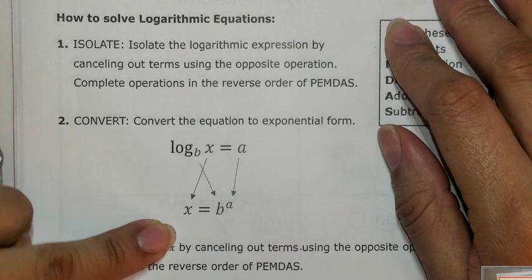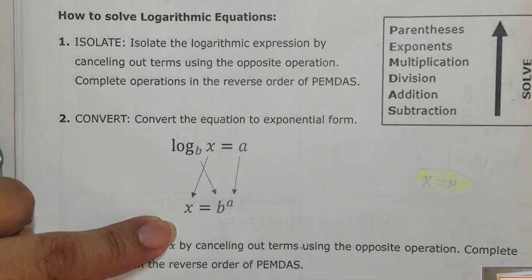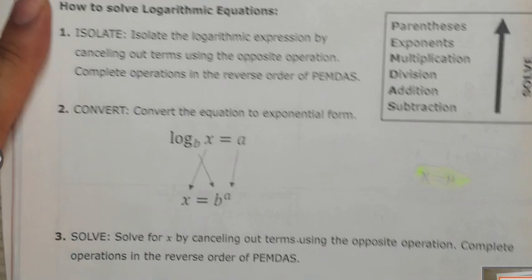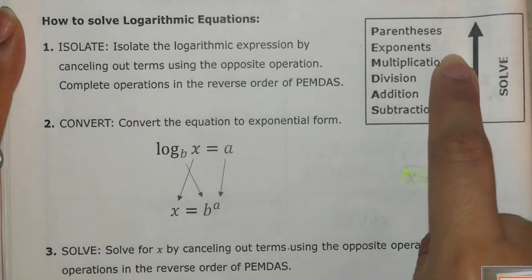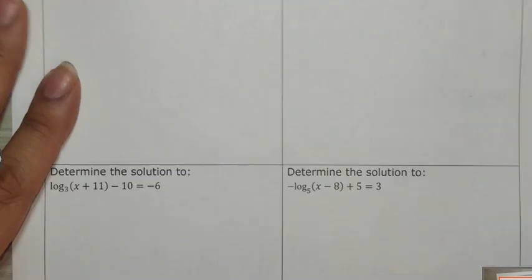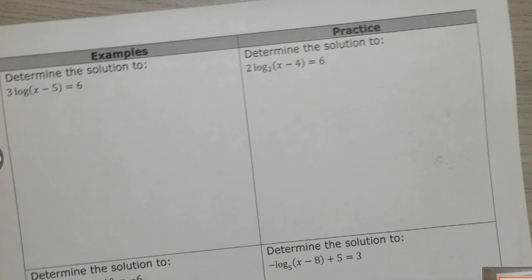We're going to have logs and we need to use rewriting it as exponential to be able to solve it. Still using PEMDAS backwards. So let's go ahead and do the examples. I'm going to go over the 3 examples on the left side.